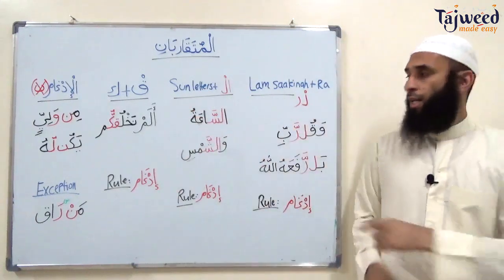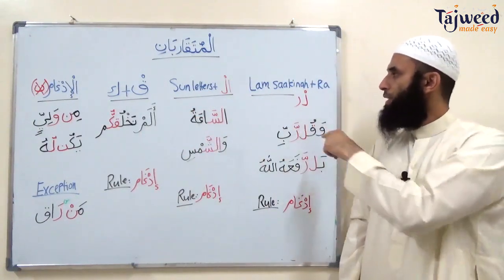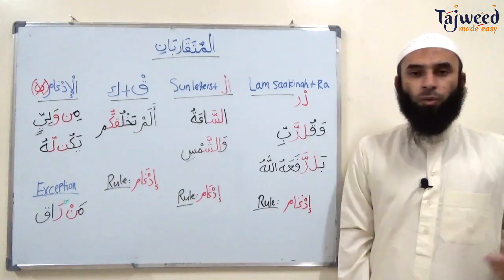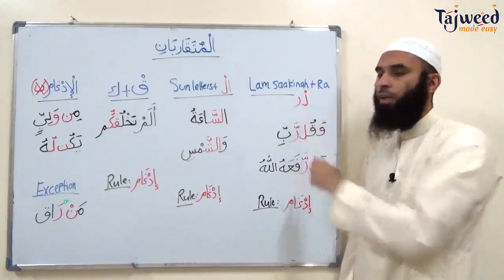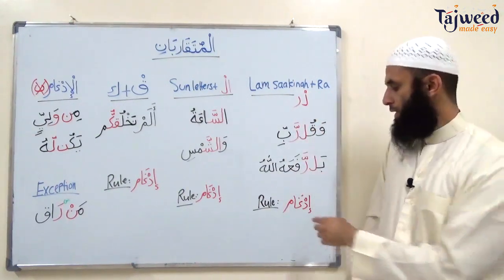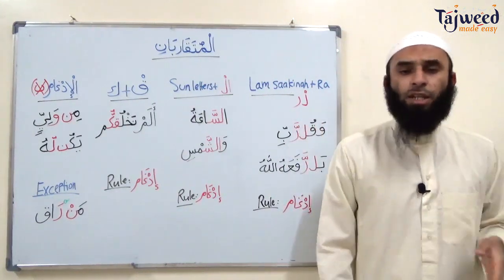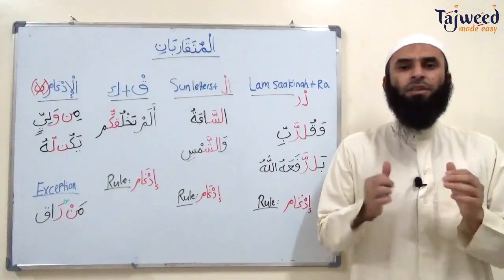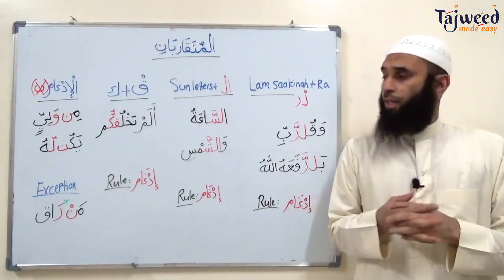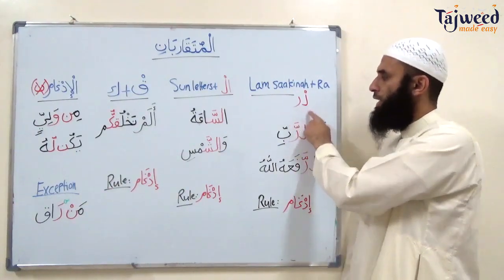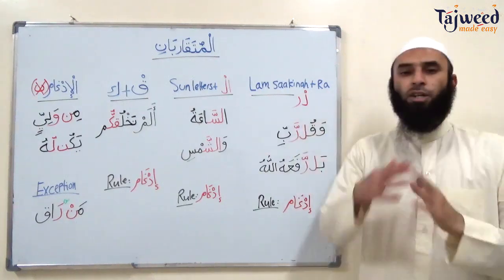Number one, lam sakina when it meets a ra. So when lam has a sukun, if it meets a ra, what's the rule on this? This is al-idgham. Lam and ra share similar articulation points. They both come from the tongue, but they have different characteristics. When lam sakina meets a ra, the rule is to merge them, al-idgham.